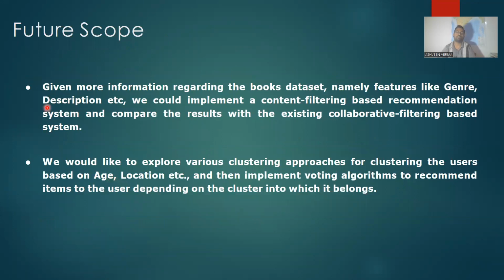Let's see the future scope of this recommendation system. Given more information regarding the book dataset, namely features like genres, descriptions, etc., we could implement a content filtering based recommendation system and compare the result with the existing collaborative filtering based system. We would like to explore various clustering approaches for clustering the users based on age, location, etc., and then implement voting algorithms to recommend items to users depending on the clusters into which they belong.